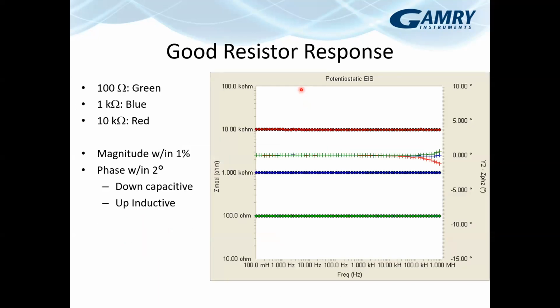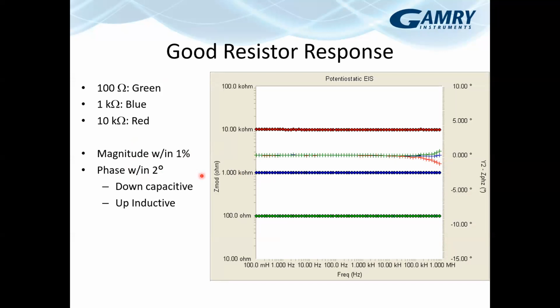So what is a good system response for just measuring resistors? What you're seeing here is the actual impedance in the circles, and then the phase is the little pluses here. What you want to see is that the resistor value is reflected in the impedance magnitude, and you want a phase of 0 degrees all the way out. You can see we start to deflect a little bit, maybe up to a couple degrees here, but not a whole lot. So magnitude within 1%, phase within 2 degrees.